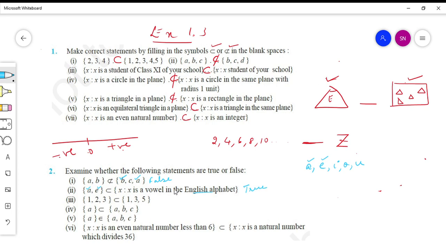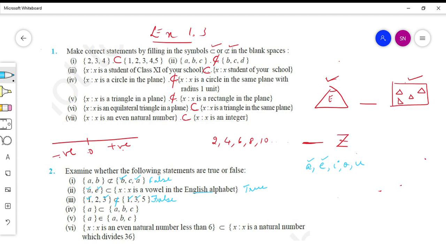Hope this is understood. Next I have the third question: set {1, 2, 3} is a subset of set {1, 3, 5}. See, if I compare the elements, 1 and 3 are matching with 1 and 3 of the other set. But I do not have any other element in common. So this is not a subset, and therefore the given statement is false. I hope this is understood.